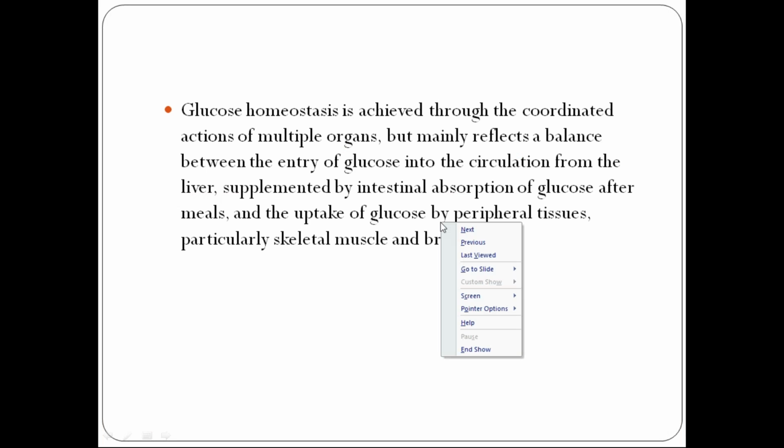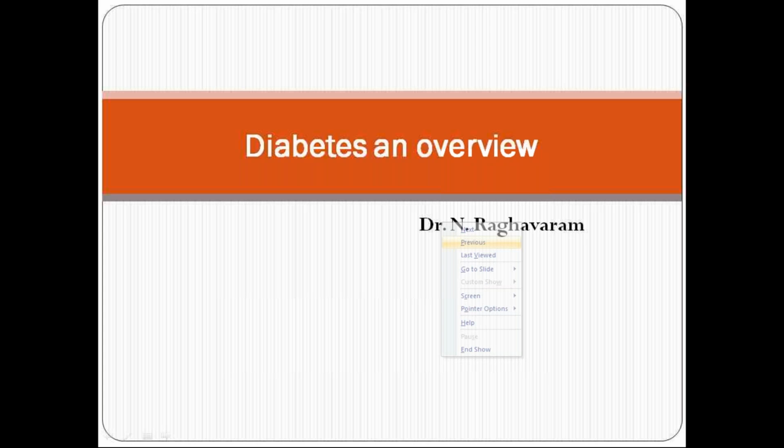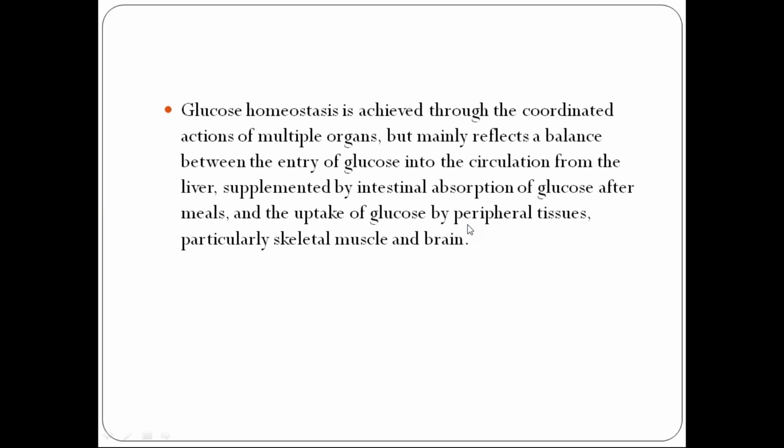So glucose comes into the blood mainly from the food we take, and glucose homeostasis is usually controlled by multiple organs, but the main role is played by the liver. It is also supplemented by the intestinal absorption of glucose after meals, and uptake of glucose by peripheral tissues.